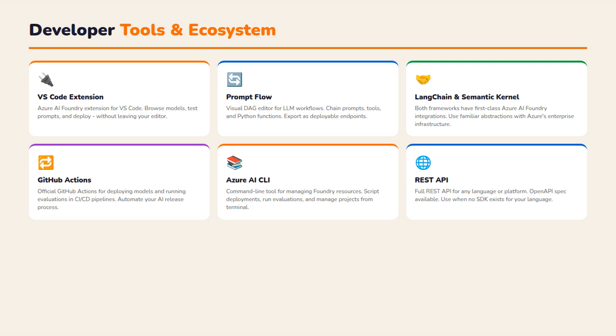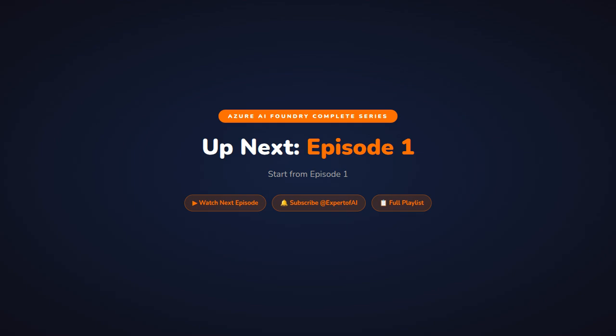This concludes the Azure AI Foundry video series. We've covered the complete platform, from introduction and portal setup through the model catalog and Azure OpenAI to model deployment, AI agents, multi-agent orchestration, MCP integration, RAG, fine-tuning, prompt optimization, evaluation, responsible AI, governance, and developer tools. You now have everything you need to build enterprise-grade AI applications with Azure AI Foundry.